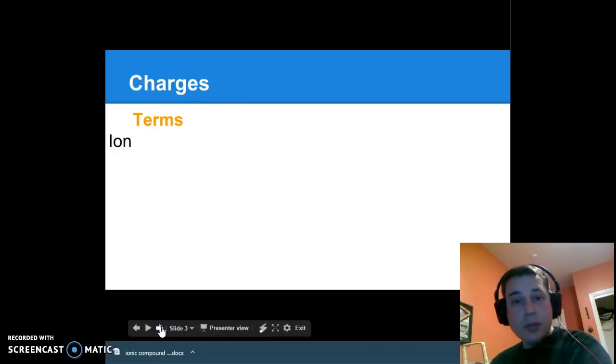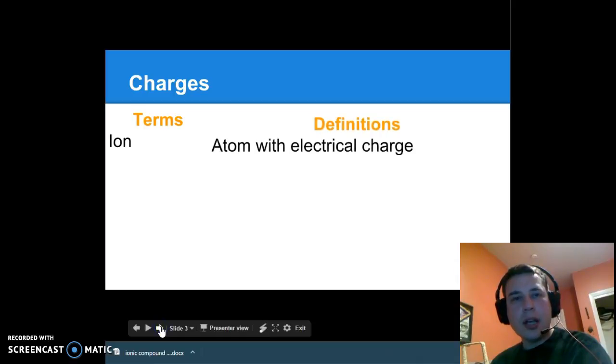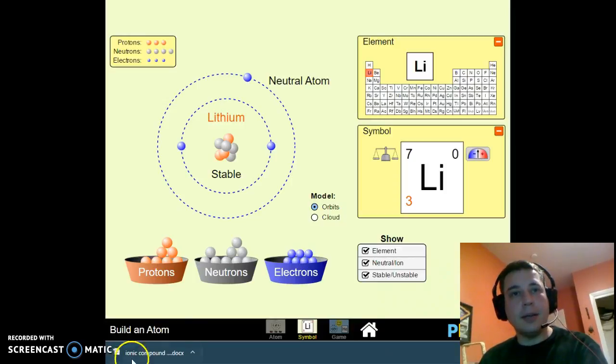All right, so the first thing we need to do is have a definition of the term ion. An ion is an atom with an electrical charge. So let's take a look at an atom and see if we can make ourselves an ion. All right, so let's talk about a neutral atom of lithium. So we have lithium here. It is a neutral atom. It has 3 protons. It has 3 electrons. Those positive charged protons are canceling the negative charged electrons. And this is a neutral atom. That's why it says neutral up here.